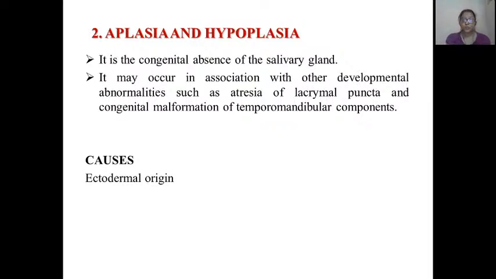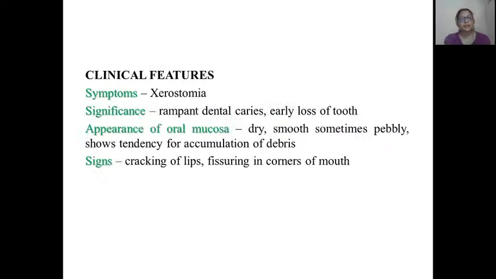Its causes are usually of congenital origin, so it is caused by the ectodermal origin. Clinical features, symptoms: xerostomia is seen. Significance: it causes various rampant dental caries and early loss of teeth. The appearance of the oral mucosa seems to be dry. It is sometimes pebbly and shows a tendency for accumulation of debris because it doesn't flush out.